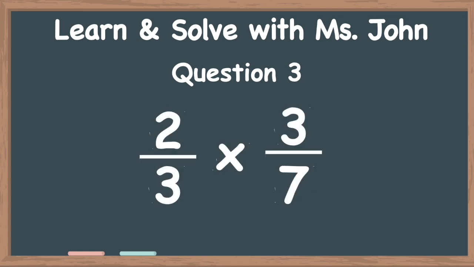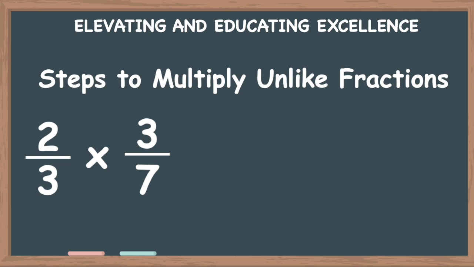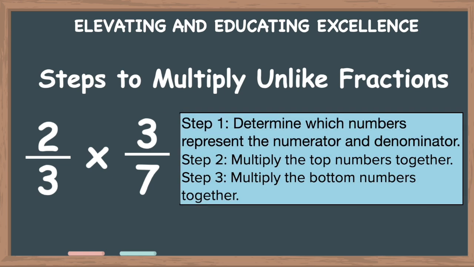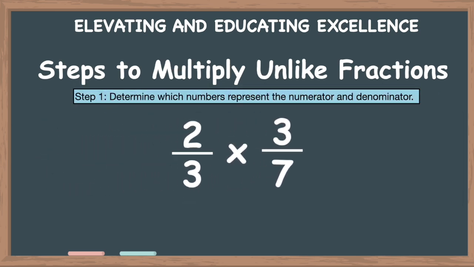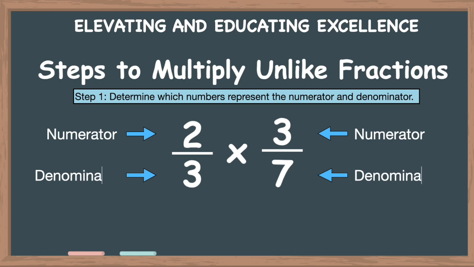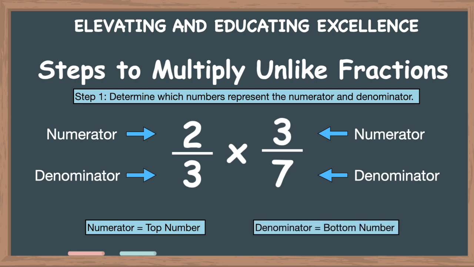Question number 3. We're going to solve 2 over 3 times 3 over 7. Steps to multiply unlike fractions. Step 1. Determine which number represents the numerator and the denominator. Step 2. Multiply the top numbers together. Step 3. Multiply the bottom numbers together. Let's begin. Step number 1, determine which numbers represent the numerator and the denominator. So the top numbers 2 and 3 represent the numerator, and the bottom numbers 3 and 7 represent the denominator. Again, top number equals the numerator, the bottom number equals the denominator.